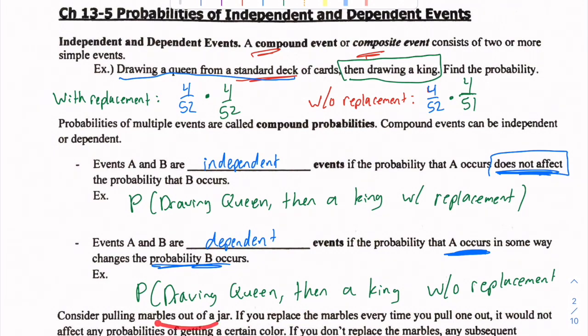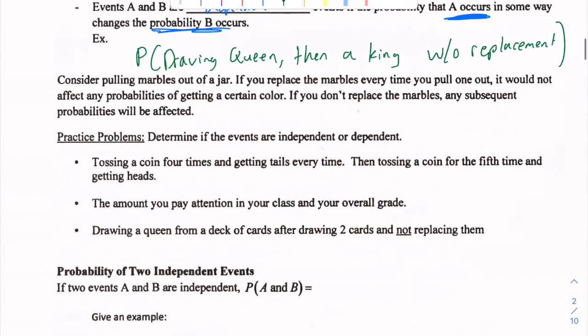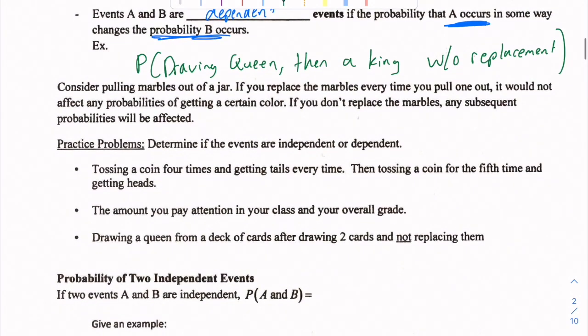So again, event A is drawing a queen, event B is drawing a king. And if you do it without replacement, that's what we call a dependent event. Okay, it depends on what happened beforehand. All right, let's do some examples here. All we have to do is determine whether it's independent or dependent. So we can skip this one here, this is a marble example, not a big deal.